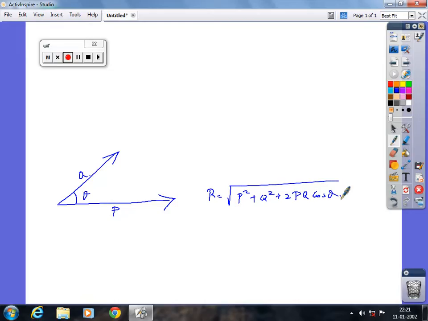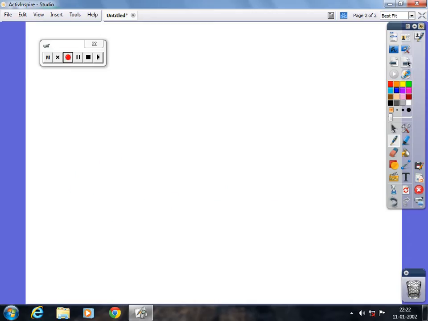Below that, you can just write where P and Q are the two concurrent forces, where capital P and capital Q are the two concurrent forces, and theta is the angle of tilt between these two forces. Is that clear to you?